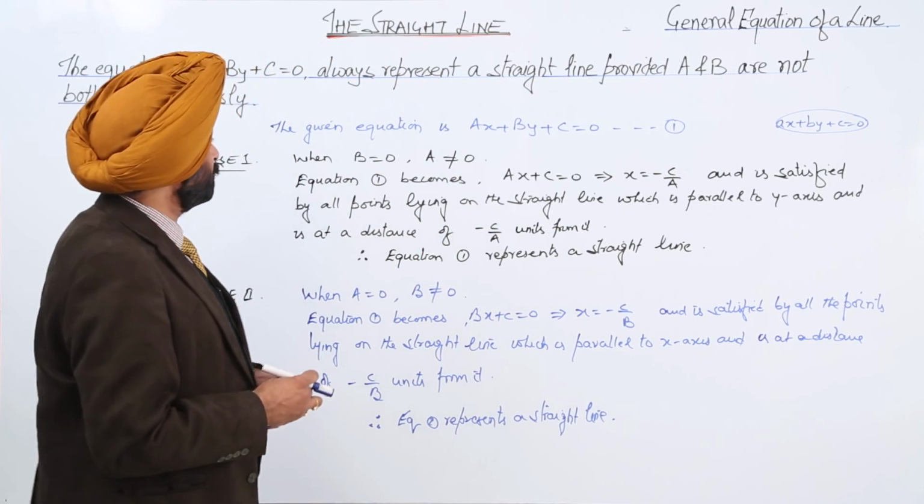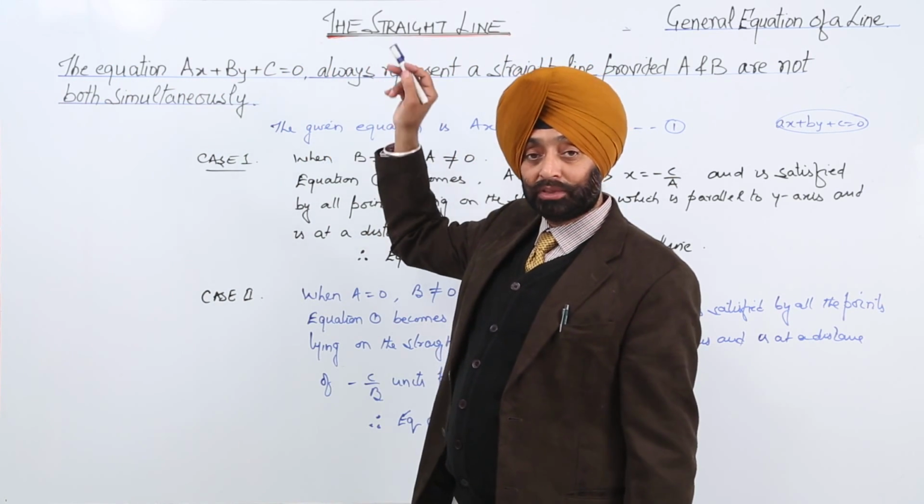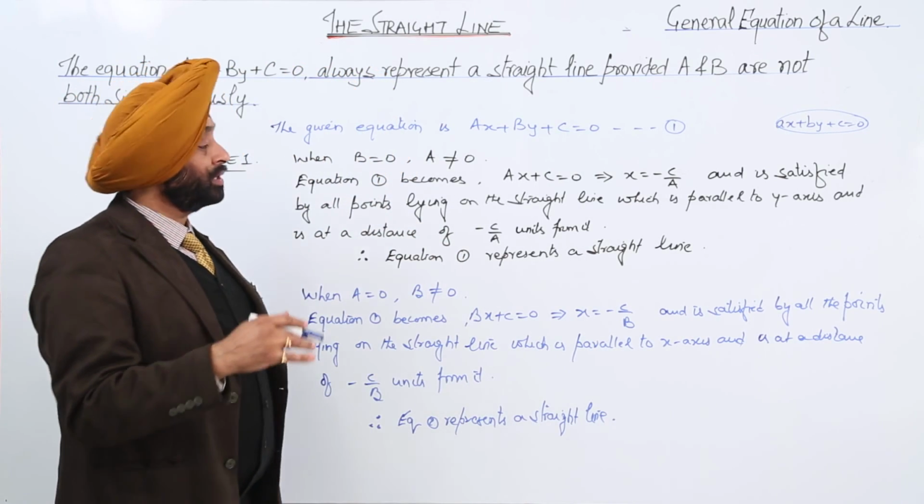So, the basic thing is we can write that ax plus by plus c is equal to 0 represents a straight line of first degree in the variables x and y.